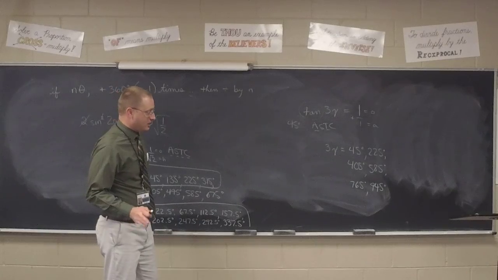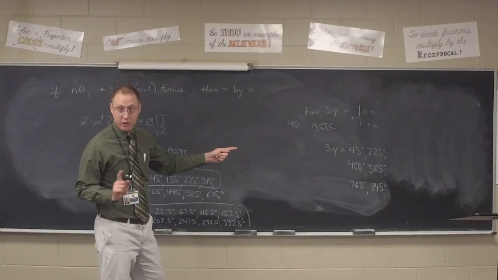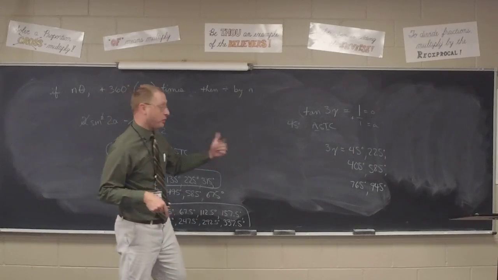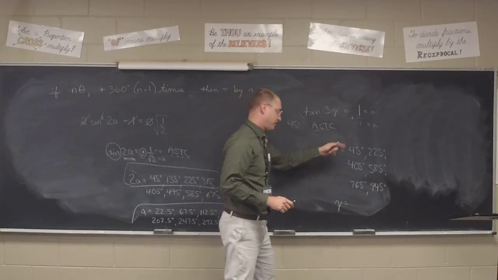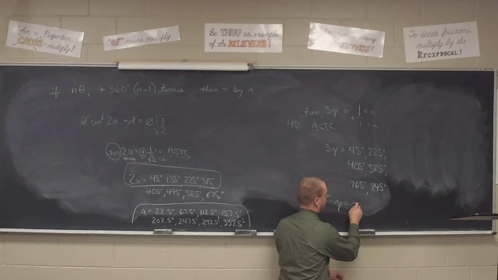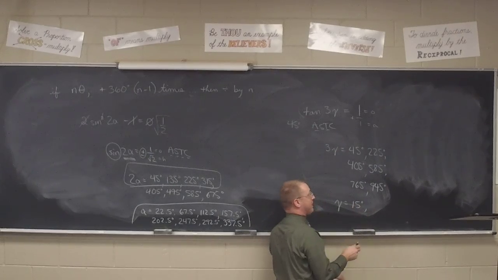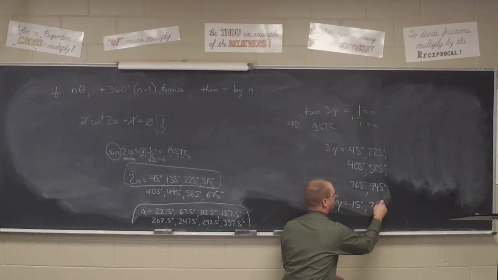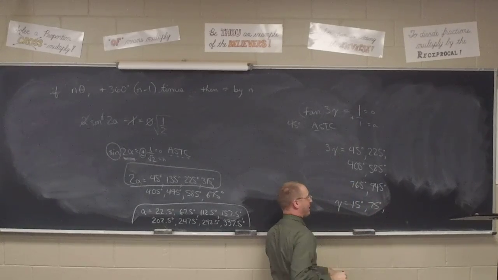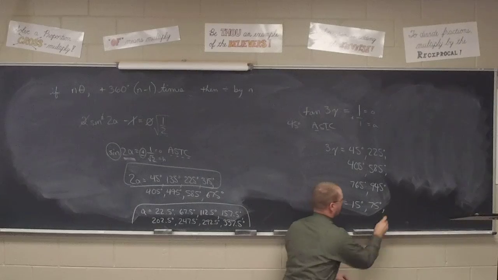All right. Those are all 3 gamma. I don't want 3 gamma, I want gamma, right? So what do I have to do now? Divide all 6 answers by 3. 45 divided by 3? 15. 225 divided by 3? 75. 405 divided by 3? 135.